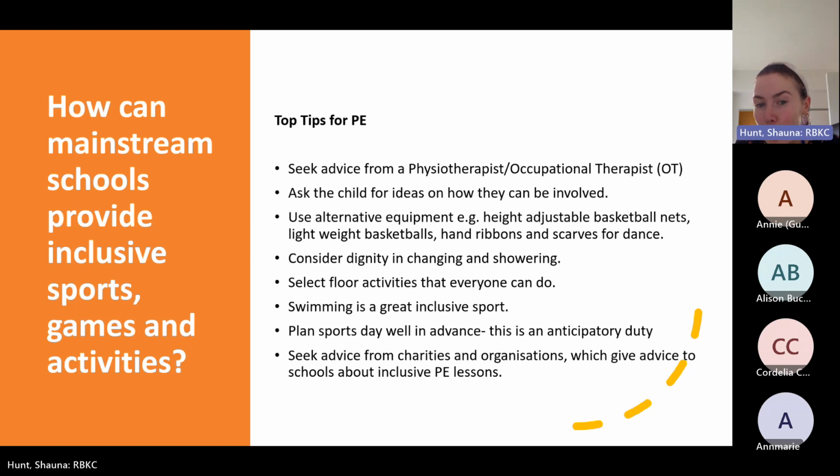And plan sports days well in advance. So this is an anticipatory duty. We know this is coming. This is going to be a difficult day for them. So just planning for this and thinking about how we can include these children. And seek advice from charities and organisations which give advice to schools about inclusive PE lessons. Like I said, they'll be on one of the last slides. You can take a look at those as well.